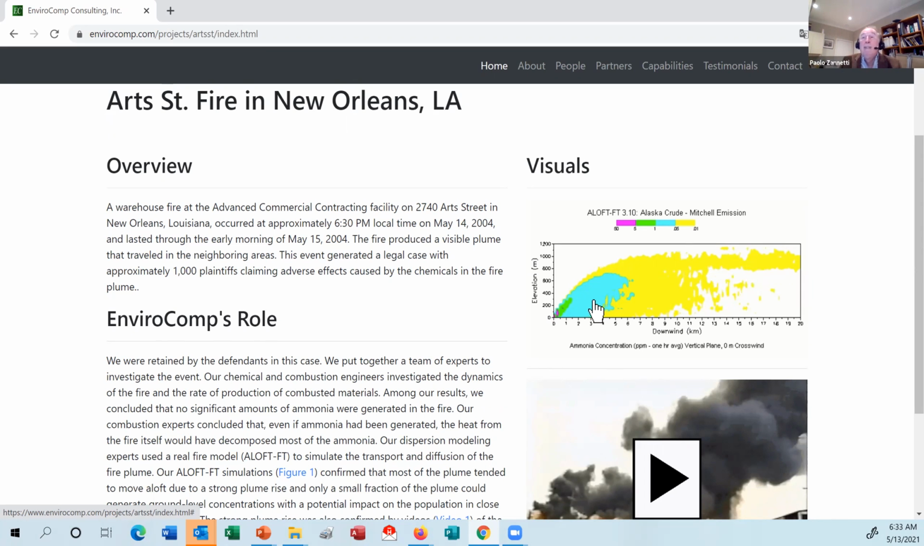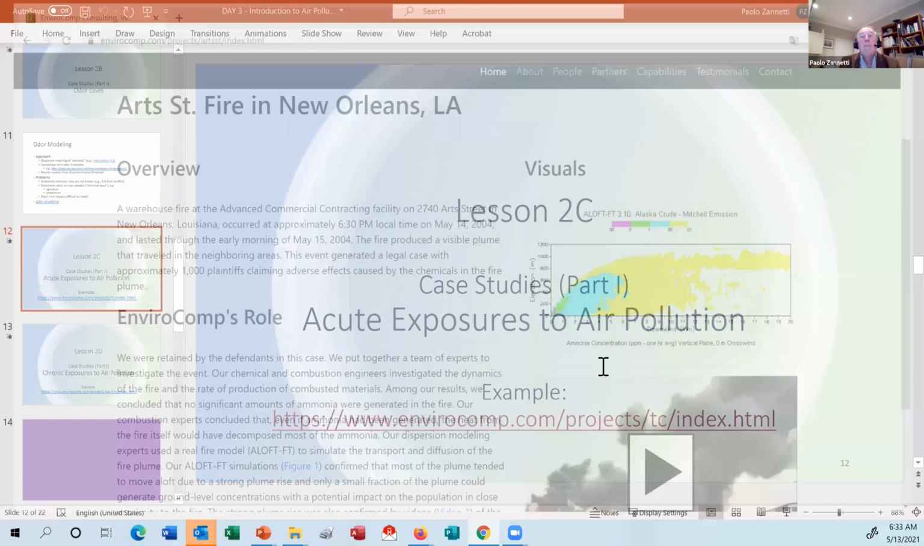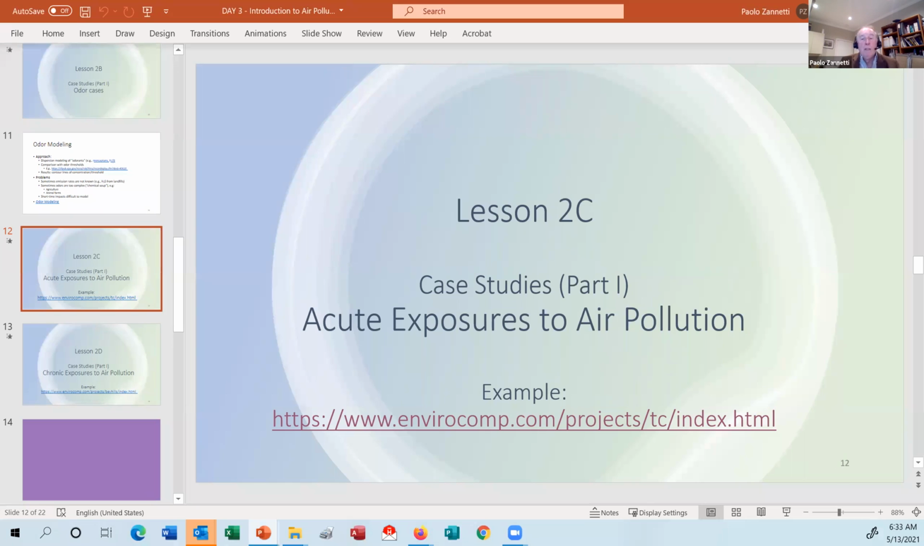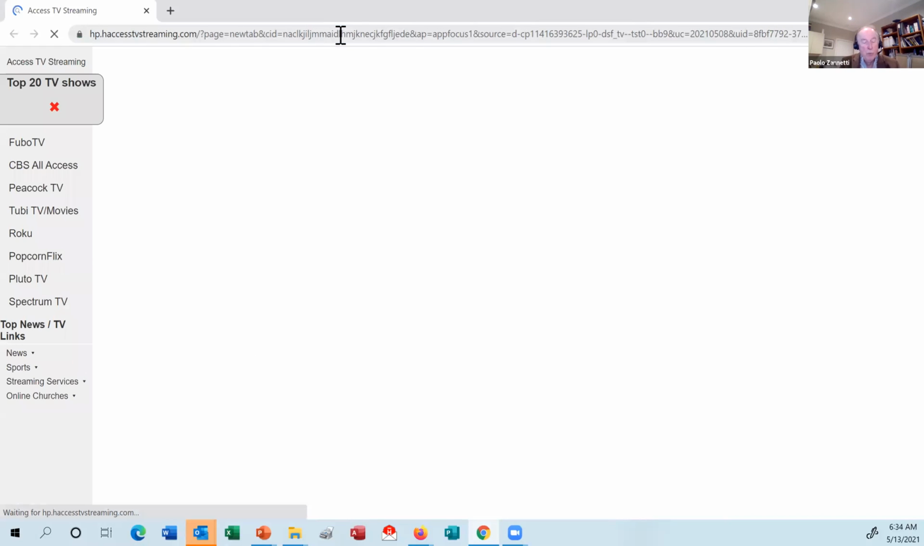So you want to model this at ground level, which may be 5% of the plume. And you don't want to model this, which is maybe 95% of the plume, but is not really affecting the ground level. Another example I want to show you.